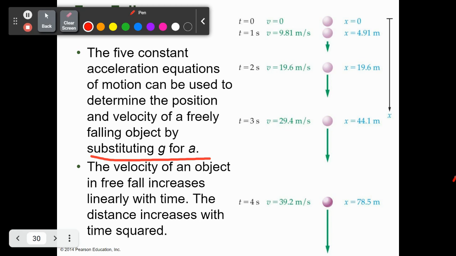The distance increases with time squared. So if you're talking about how far it's going to wind up falling, it increases with time squared, so you're going to use that formula. Like I said, all those formulas that you learned at the beginning that are on page 88. All of those formulas are going to be exactly the same, but wherever there's an A, there's a G.